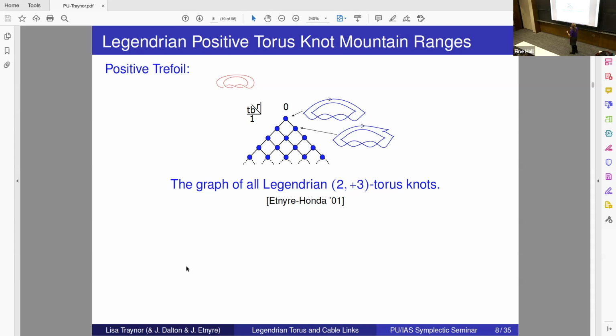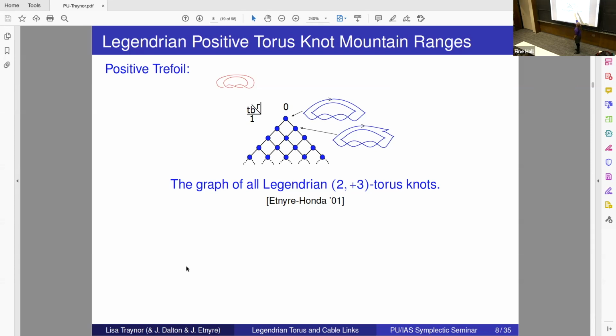The positive trefoil again looks like the unknot, sort of. It has a single mountain peak, but it's shifted up. So the unknot had the height at -1. This positive trefoil will have height at 1. So this is a classification due to Etnyre and Honda.